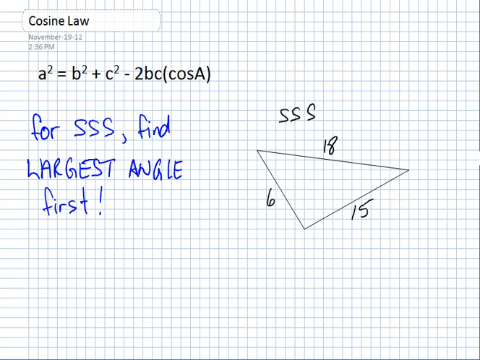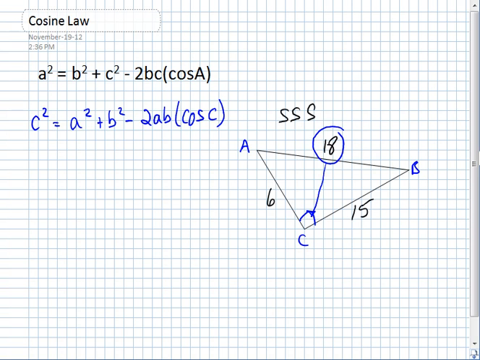The largest angle is the one opposite the largest side. So in this example, 18 is my largest side, so this is my largest angle. So I'm going to use cosine law to find that. You don't have to use the letters the way they were given to you in the formula. They're interchangeable, so long as the relationship is always the same: this side over here is opposite this angle that's written there. Everything else just falls into place by process of elimination. In any case, there's the equation we're going to use.